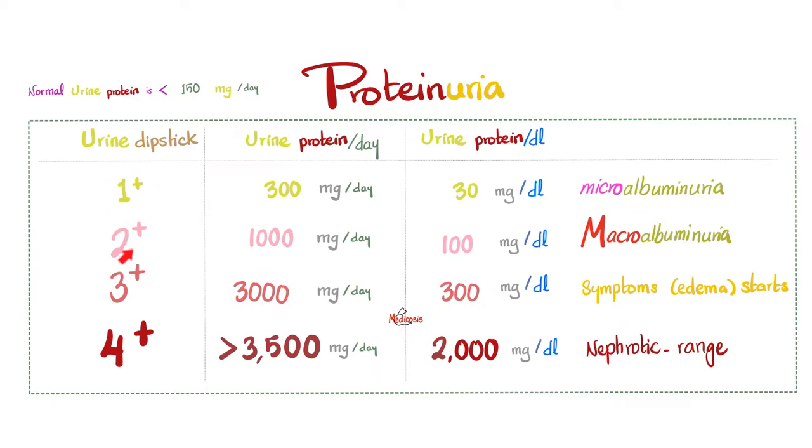Not all proteinurias are created equal. We call them 1+, 2+, 3+, 4+. 4+ is the nephrotic range proteinuria, very severe. Just 1+ is called microalbuminuria. Then it becomes macroalbuminuria. Worse is the symptomatic proteinuria. Then yet nephrotic range proteinuria.